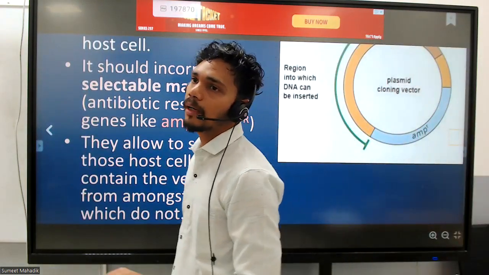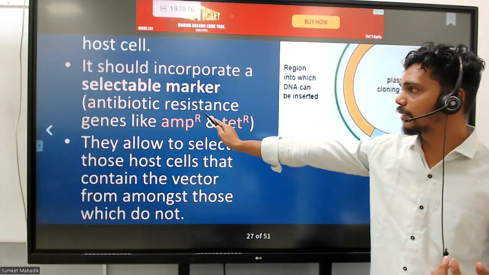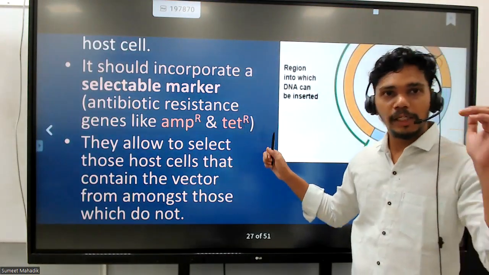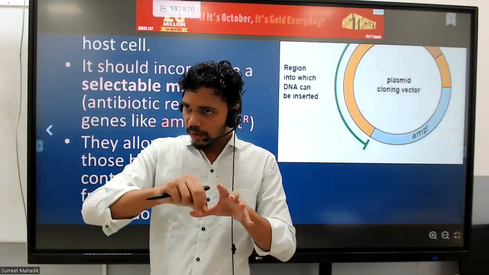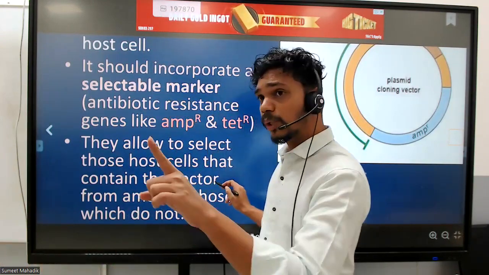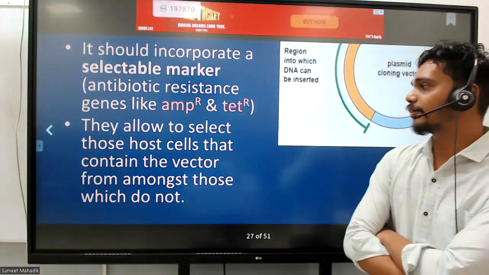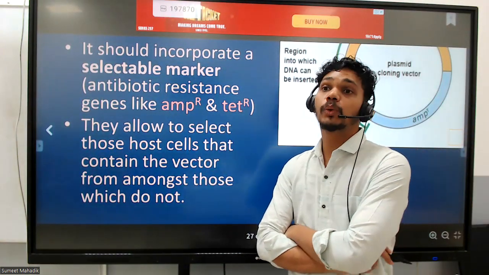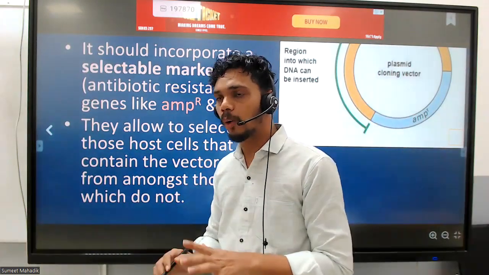Why do we need a selectable marker? What is the selectable marker? Antibiotic resistance, ampicillin R or tetracycline. They should be there. Otherwise, what's going to happen? If the screening is done, we can easily remove it off. Getting my point? So they should have resistance. They allow us to select those host cells that contain the vector from amongst those which do not. It means they give a liberty to infect the host cell properly.